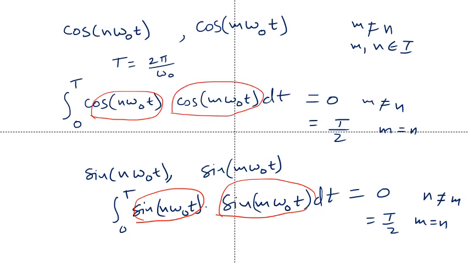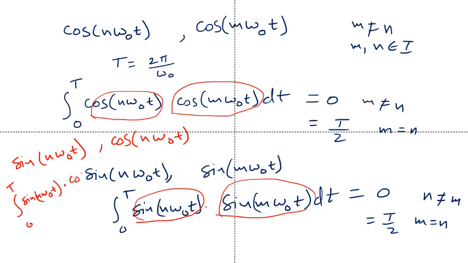Not only this, if you take another pair of signals, sin(n omega naught t) and cos(n omega naught t), and find the integral from 0 to T of sin(n omega naught t) multiplied with cos(n omega naught t) dt, this will also come out to be 0 when n is not equal to m.